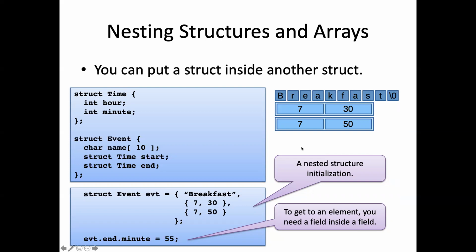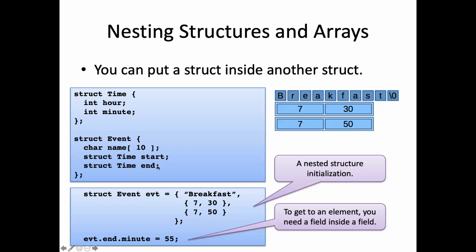To do this, I made my event a little trickier. I said, well, what if an event has a start and an end time, not just a start time? Now, those are both kind of the same type. So let's make a little struct for that. I made a time struct that has hour and minute, and then I put 2 copies of that inside event.